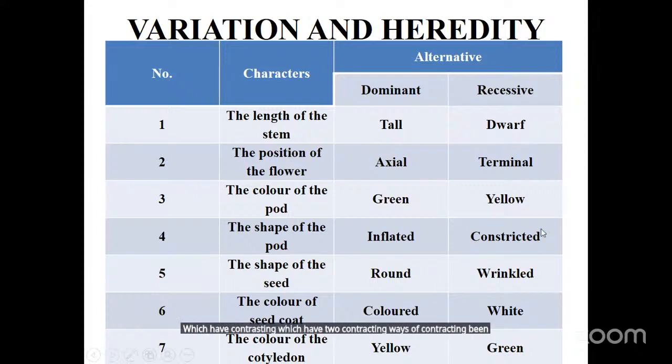So the height, tall and dwarf, position of the flower, color of the pod, shape of the pod, shape of the seed, color of the seed coat, and the color of the cotyledon. And you notice these contrasting characters in these same traits.